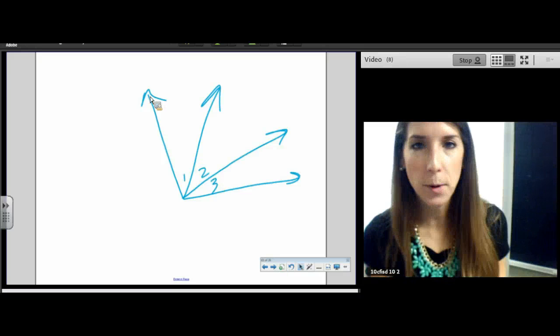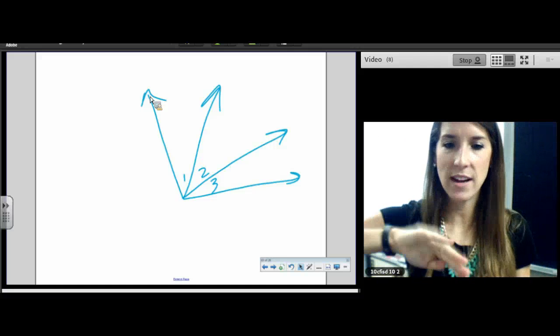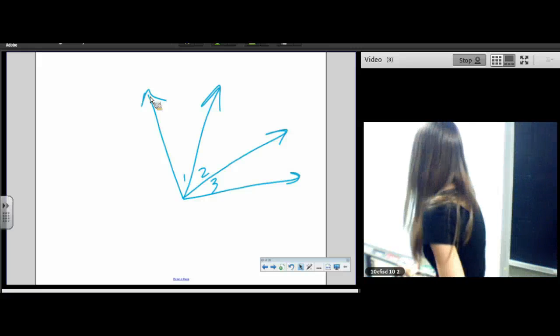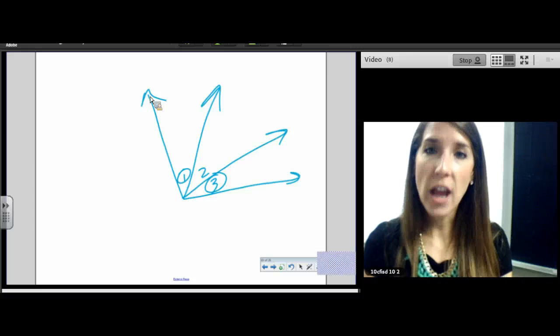Angle 1 and angle 3. Those are kind of next to each other, but wait, there's someone in their way. Angle 2 is in their way. So angle 1 and angle 3 are not adjacent. They have to share a ray.